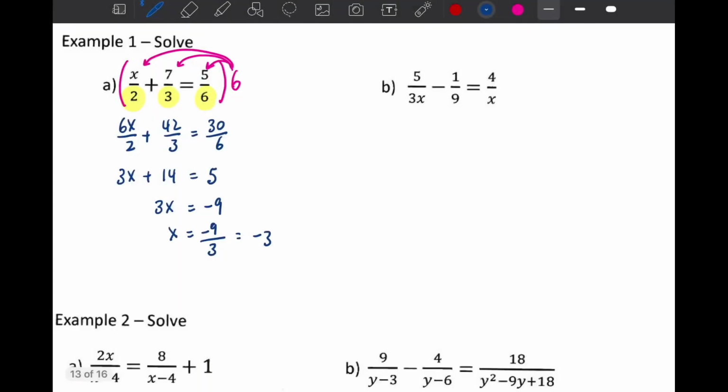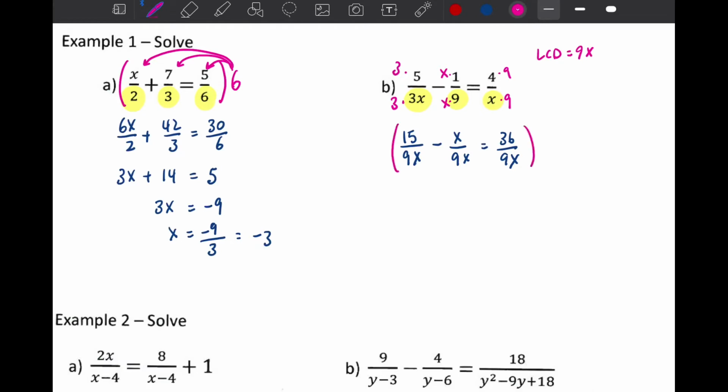Part B. All right, this time we have denominators 3x, 9, and x. The lowest common denominator would be 9x. So let's multiply 3 to the first term, and then x to the second term, and 9 to the third one. So we end up with 15 over 9x minus x over 9x equal to 36 over 9x.